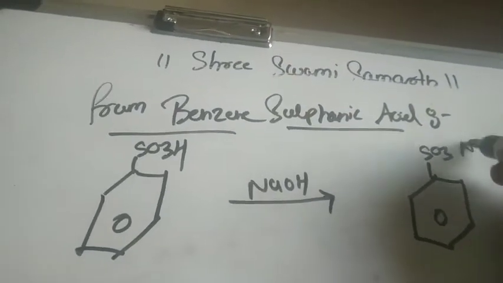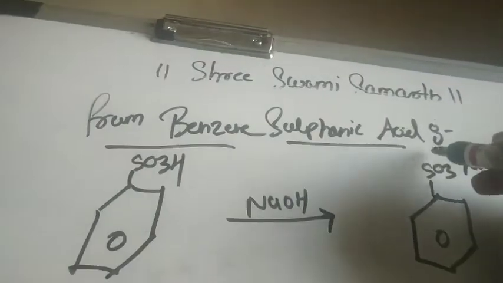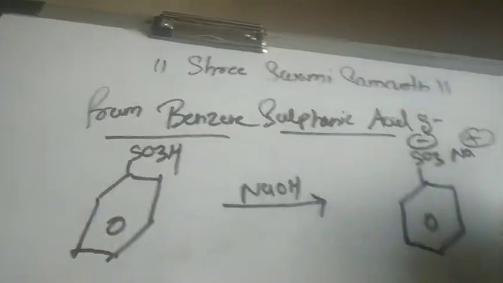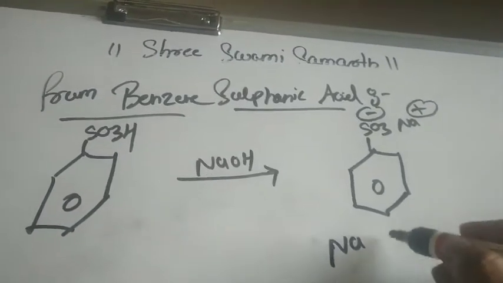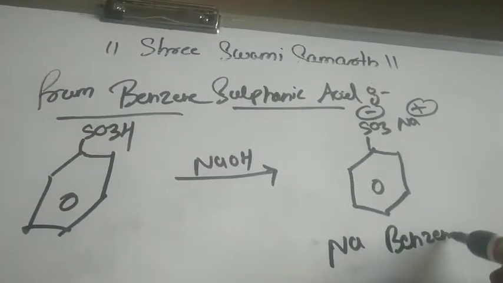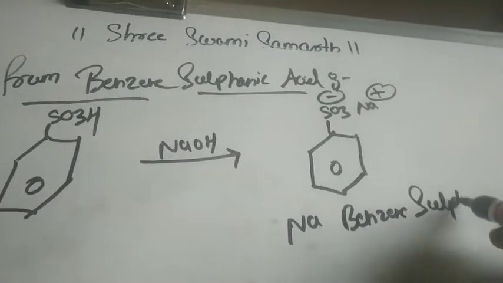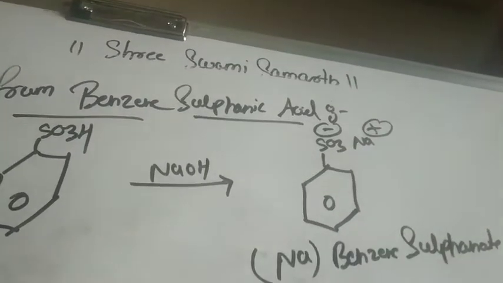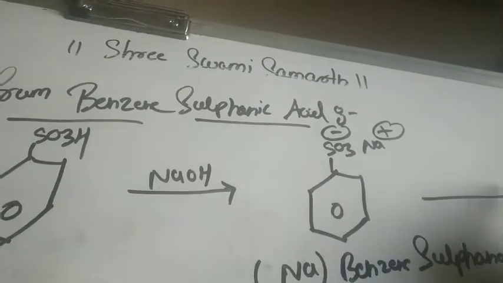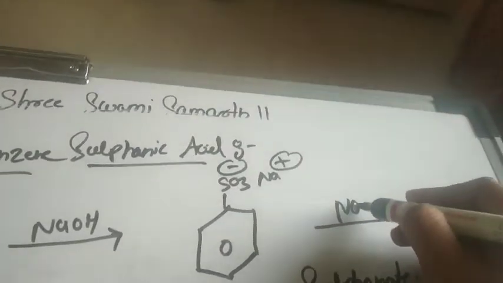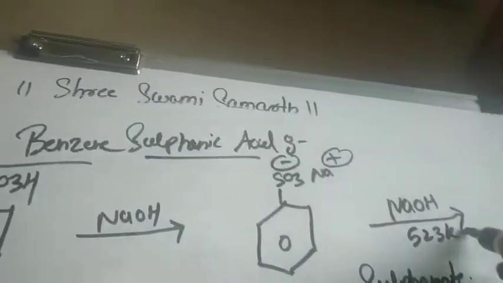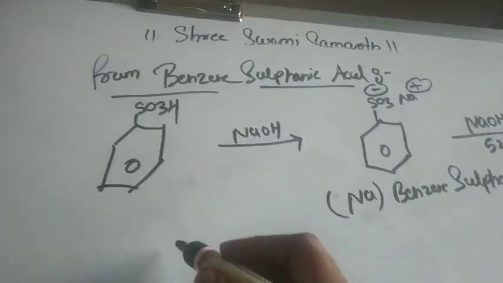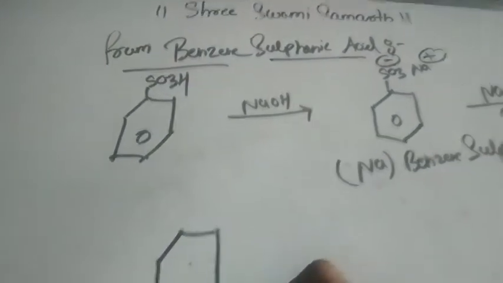SO3 and Na. Na will contain a plus charge, SO3 will contain a minus charge, right? The name of this compound is, you can note it down, sodium benzene sulfonate. What is the name of the compound? Sodium benzene sulfonate. This sodium benzene sulfonate on further treatment with one more unit of NaOH at 523 Kelvin will get converted into sodium phenoxide.